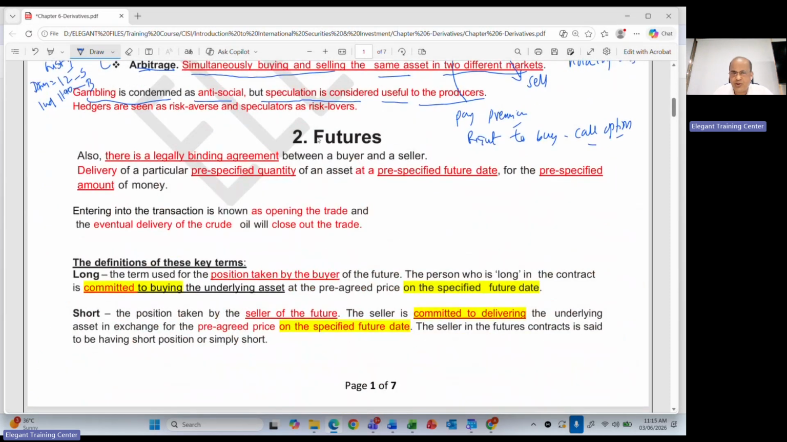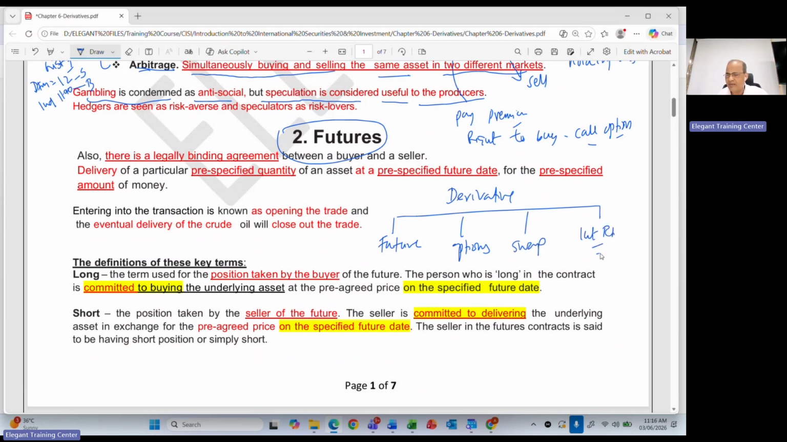Now let's talk about futures. What is a future? We are discussing derivatives. Under derivatives, let's understand here. Derivatives are of various types. One is future, and second is options, then swap, then interest rate derivatives. That's called interest rate swap. So derivatives can be futures, options, swaps. We are going to discuss all of them one by one. Let's talk about what is a future.